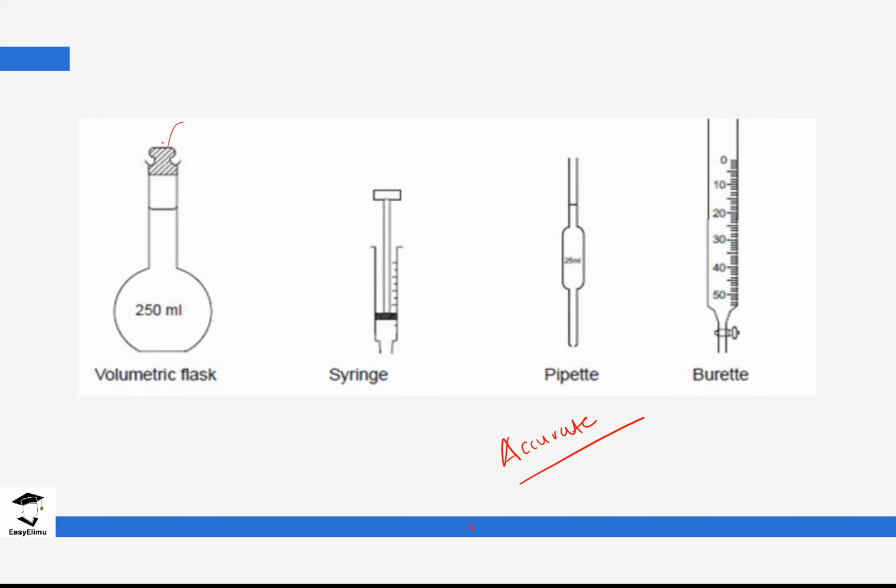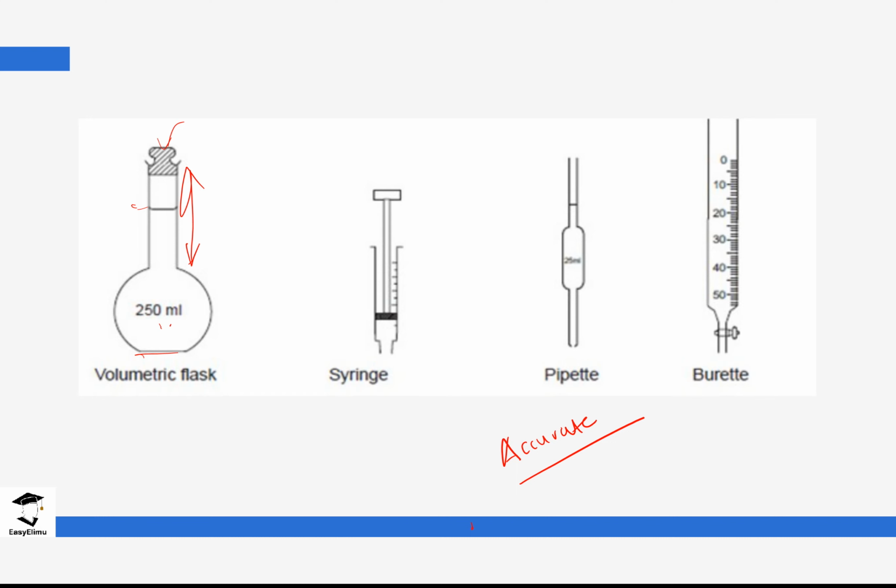You can see it has a lid, and the volume that it measures is usually indicated, and it's flat at the bottom. It has a very long neck. So it can come in different sizes. We have the 250 ml, we have the 500, we have the liter and 2 liters. It can go as big as that. It is used to measure exact volume. The line shows the final mark, or the exactness of the volume that you're trying to measure.